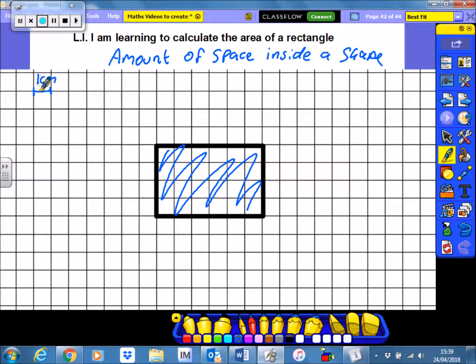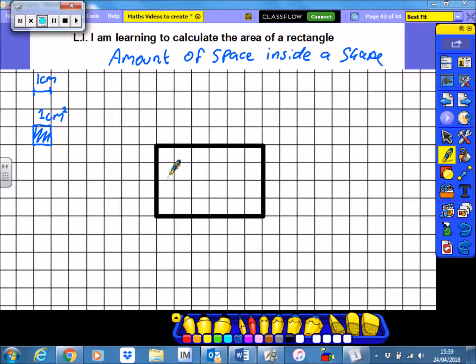So instead of measuring 1 centimeter here, what we would do is measure 1 square centimeter. And the way we write a square centimeter is cm and then a tiny little 2 at the top right of the m there. Okay, so when it comes to area, it's square centimeters we measure, not normal centimeters.